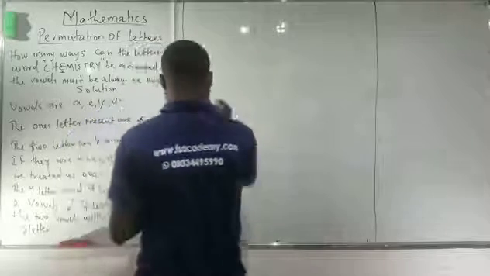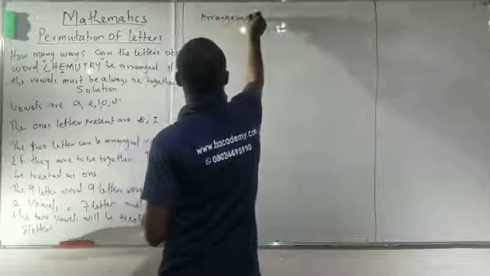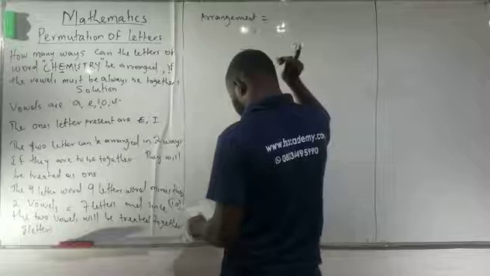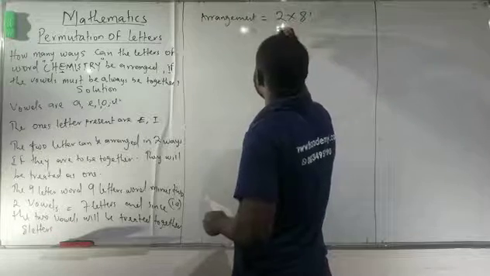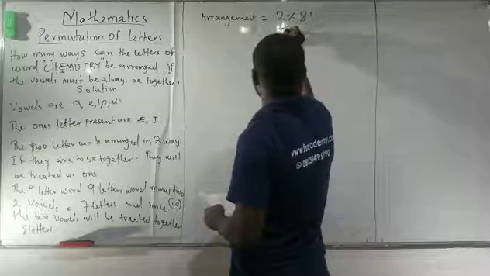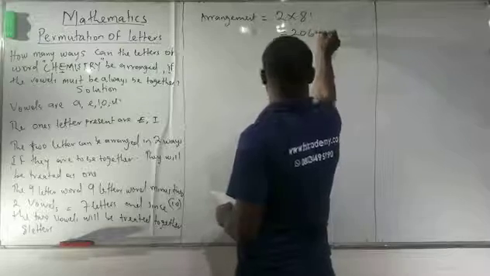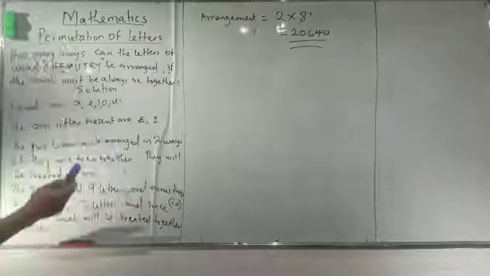Now, since I get to that level, I can now say that the arrangement, what will it be, the arrangement now will be equal to 2 multiplied by 8 factorial, that will be equal to 80,640. That's just it.